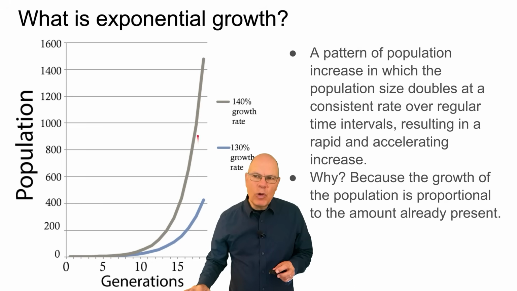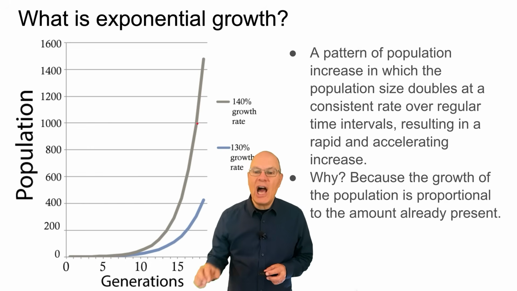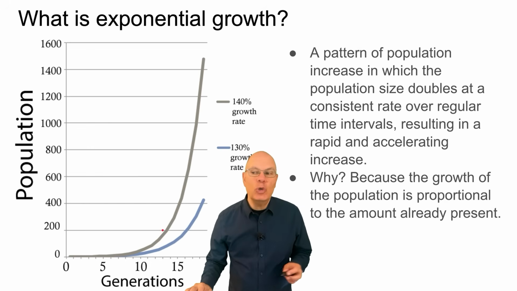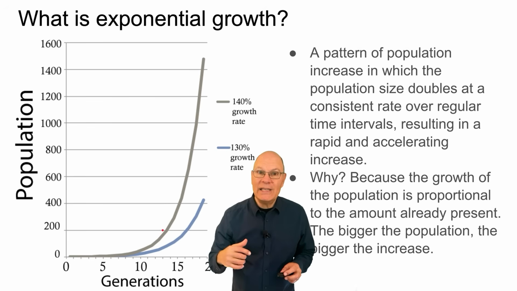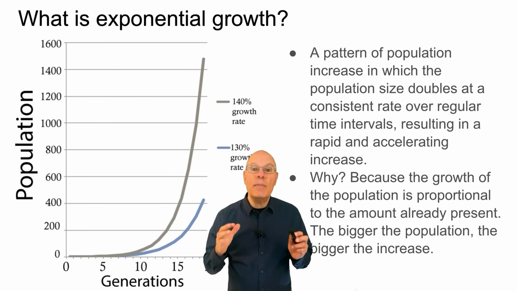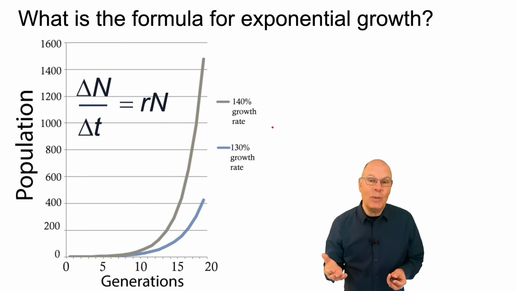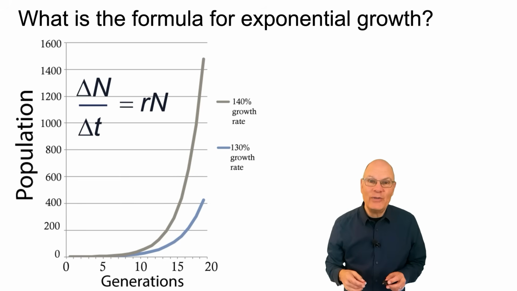In this growth curve over here, the rate isn't changing. It's continuing to be at 140%. But when there are 1,000 individuals, the number of individuals added over a period of time is going to be much higher than it was when there were 200 individuals. The basic idea is that in exponential growth, the bigger the population, the bigger the increase. Exponential growth is based on a mathematical model, and that's something you need to understand for AP Bio.